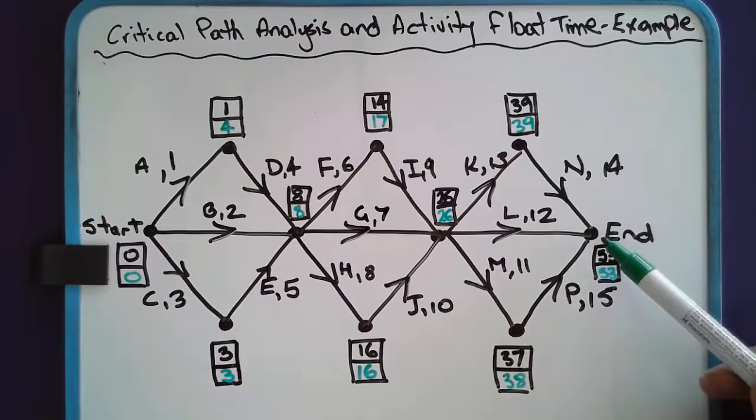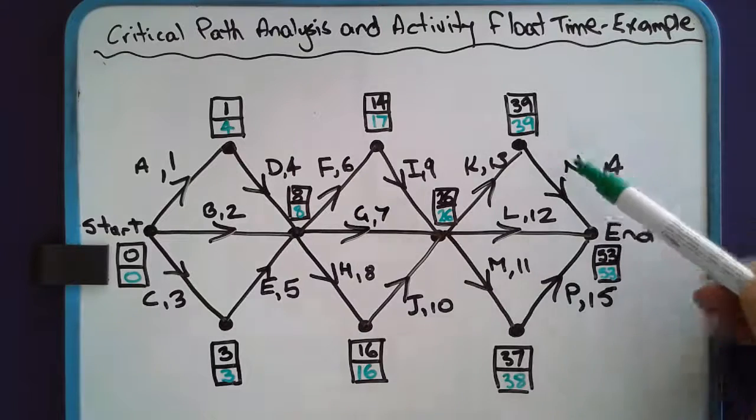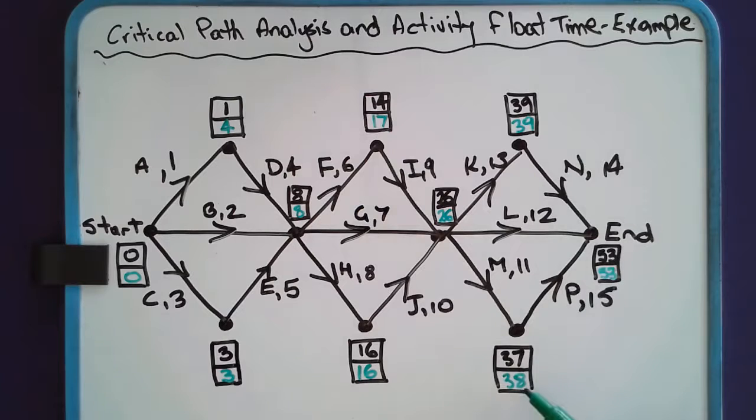53 minus 14 is 39. 53 minus 15 is 38. Notice these two numbers here are different. This is the earliest start time, EST, and the latest start time, LST, of the activity.